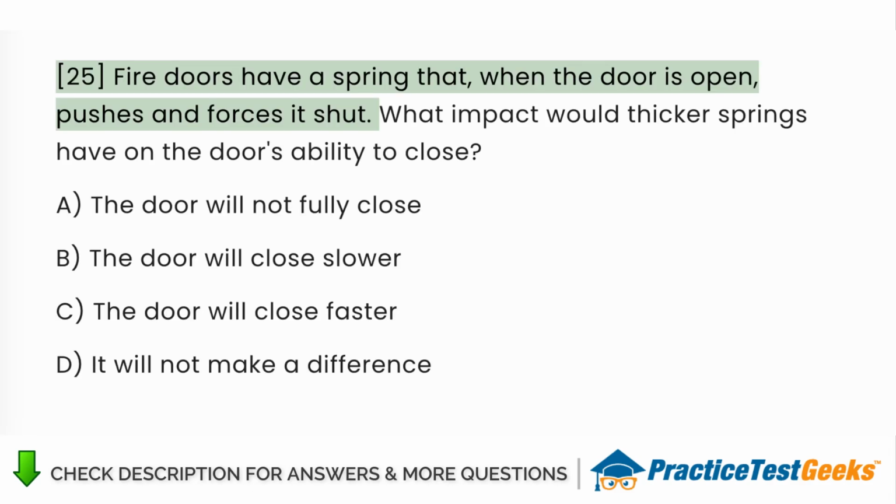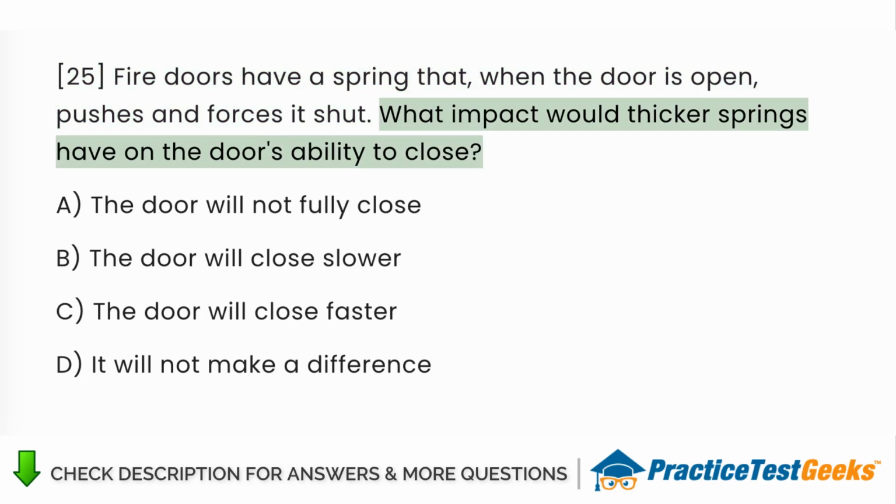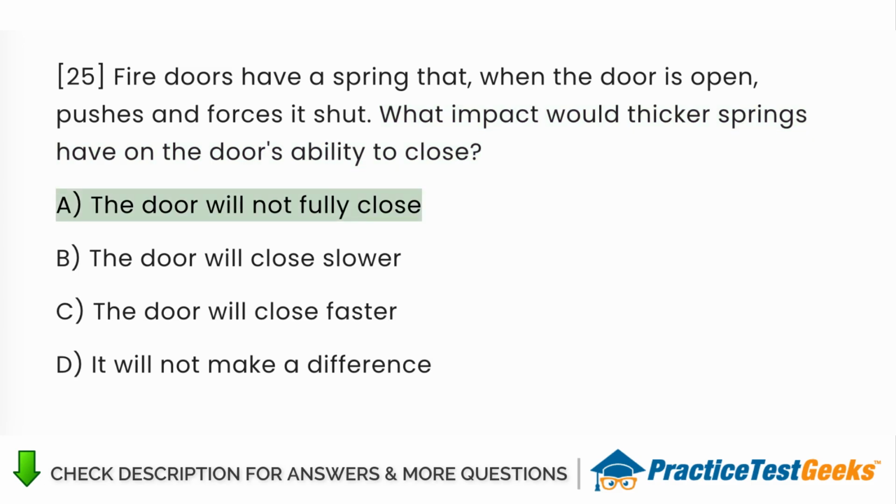Fire doors have a spring that, when the door is open, pushes and forces it shut. What impact would thicker springs have on the door's ability to close? A. The door will not fully close. B. The door will close slower. C. The door will close faster. D. It will not make a difference.